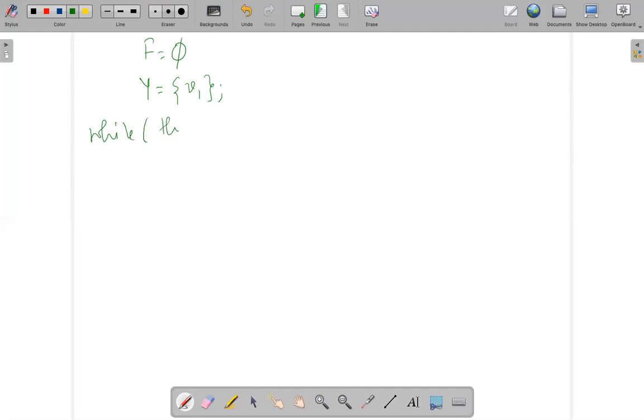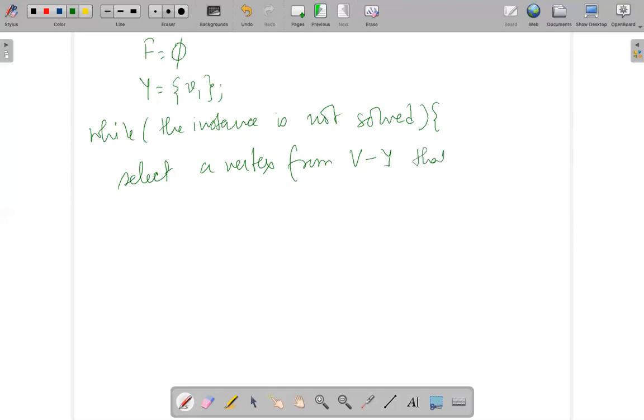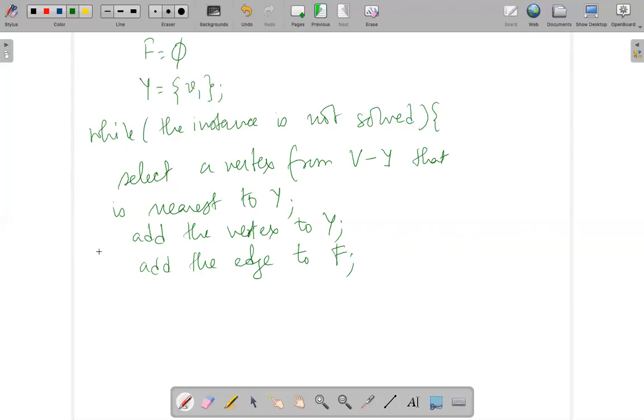While the instance is not solved, select a vertex from V minus Y that is nearest to Y. Add the vertex to Y, add the edge to F. If Y is the same as V, the instance is solved.